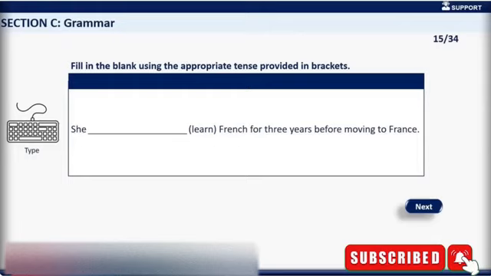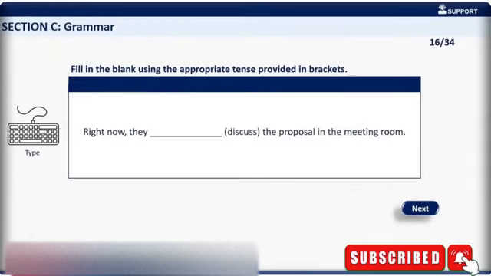Fill in the blanks with the appropriate tense that is provided. So we have a word and we have to use that word in the correct tense. The question is, she dash French for 3 years before moving to France. The word is learn. The correct answer for this question is going to be, she had been learning. She had been learning French for 3 years before moving to France. Let's move on to the next question now.